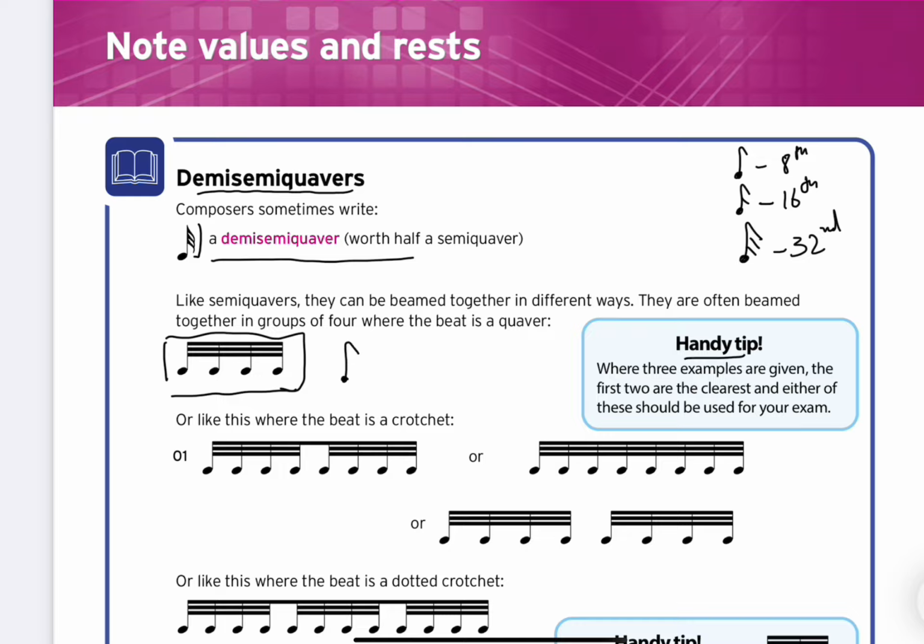In the hand tip, three examples are given. The first two are the clearest, and either of these should be used for your exam. So in the exam, to show a crotchet beat, either use this one or this one, because this is what they are saying should be used, the first two. This other one is also correct, but try to use these two first.